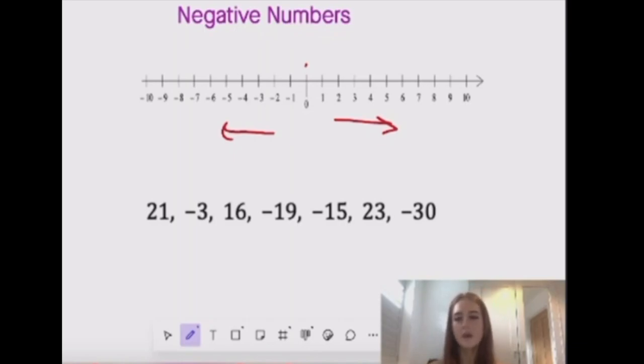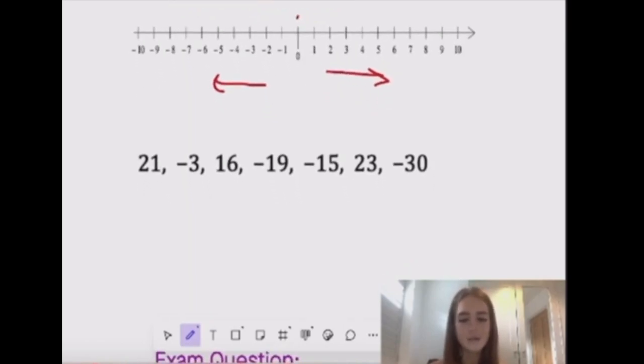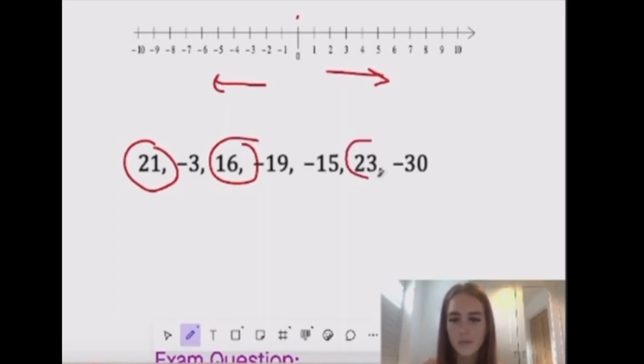So in terms of an exam question asking you to order negative numbers, if we were to put these in descending order, we'd want to start off with the biggest number. So I know that the biggest number is going to be positive because it's above 0, whereas all negative numbers are below 0. So let's circle all of our positive numbers first. We've got 21, 16 and 23. Okay, so I can look at that and I can see 23 is the biggest, followed by 21 and then 16.